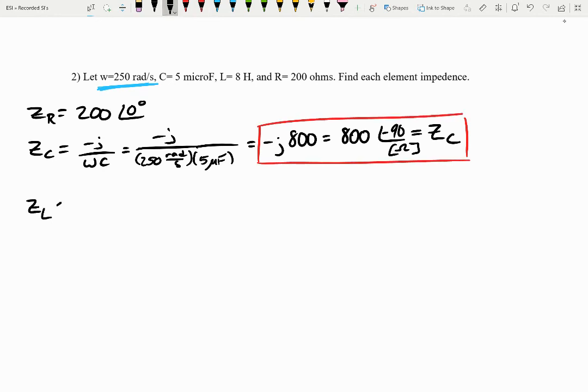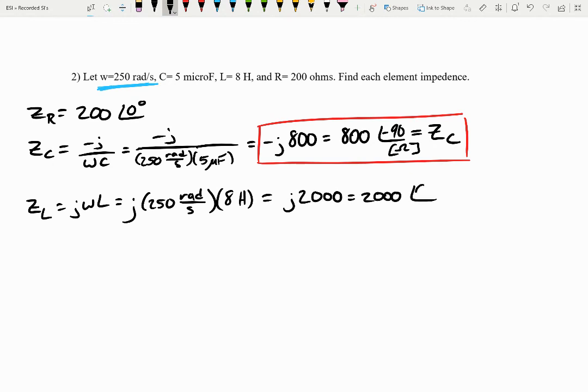Then finally, let's look at the inductor. J omega L. So J, omega 250 radians a second. L here is going to be 8 henries. This will be J 2000, which is the same thing as saying 2000 at angle positive 90. Unit is ohms.